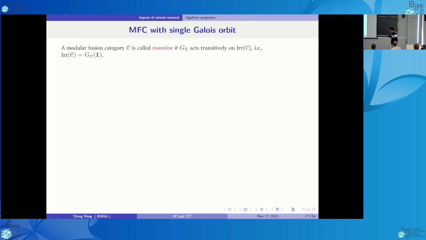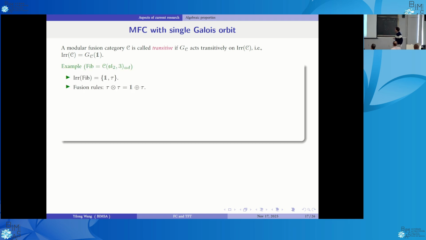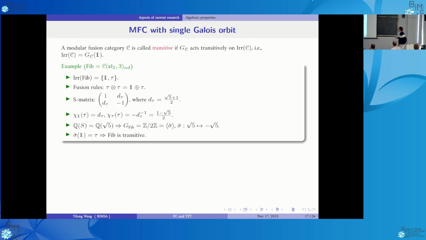So previously we saw a modular fusion category with two Galois orbits. So a modular fusion category is called transitive if the Galois group acts transitively on the simple objects. Right? There's only a single Galois orbit. And you may ask, are there any non-trivial examples? Indeed, there are. We can just consider a very simple modular fusion category that has two simple objects and has this Fibonacci fusion rule. And why do I call this Fibonacci? Because if you solve x squared equals 1 plus x, you will get Fibonacci numbers.